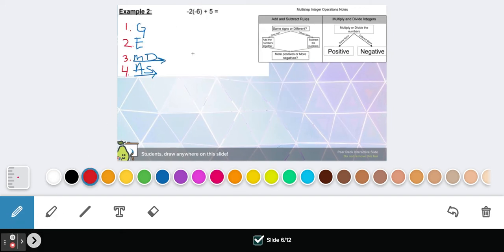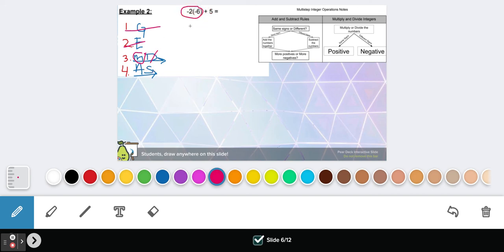So for example 2, I have -2. Remember, this whole thing means times -6 plus 5. So then I need to think about it one by one. Do I have any groups? No. So I'm going to take that off. Do I have any exponents? No. Am I either multiplying or dividing? Yes, I am multiplying, but I am not dividing. So my multiplication's right here.